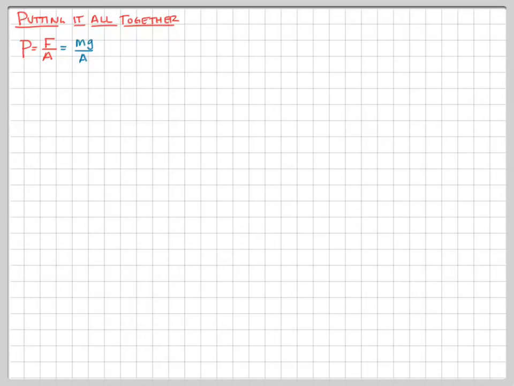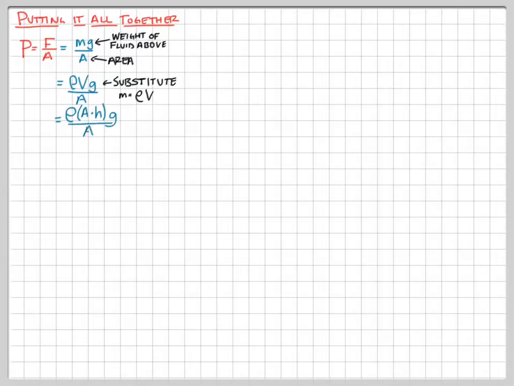So we need to find the mass to do that. So that's the weight of our fluid. That's our area. To get the weight, we needed the mass. So it was the density times the volume. So we're going to put that in there. We're going to substitute the fact that mass is rho times volume. And now we're going to look at volume as area times height, or length times width times height. Area times height. So we're putting that in there.